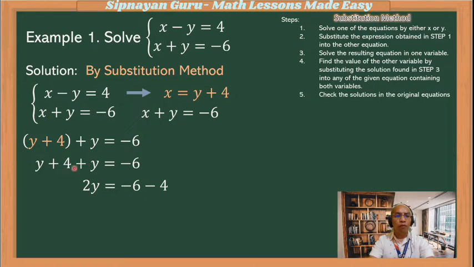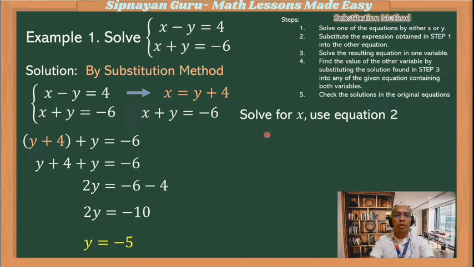Transpose positive 4 to the right side of the equation by addition property of equality. So this will be negative 4. Simplify, negative 6 minus 4 is negative 10. Divide both sides by 2, the coefficient of y. So negative 10 divided by 2 is negative 5. So we have now the value of y.